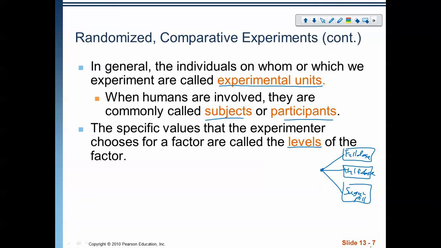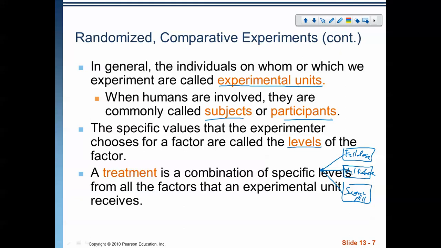The factor is, does this drug have an effect? One level would be a full dose of that drug, one level would be a half dose, and one would be no dose, but you still have to give them something, so you give them a sugar pill, but you don't tell them that it's a sugar pill. That's called a placebo, and we'll talk about that tomorrow.